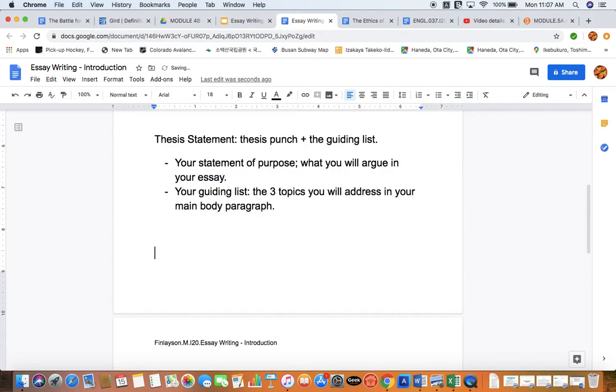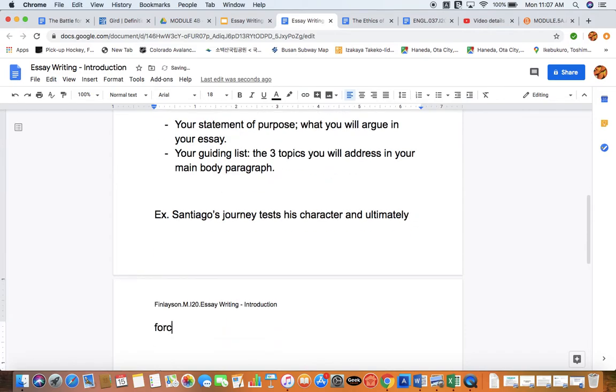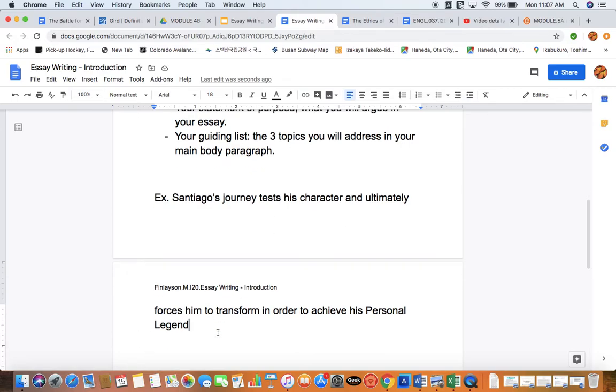So now I'm going to start the writing process. So Santiago's journey tests his character and ultimately forces him to transform to achieve his personal legend.